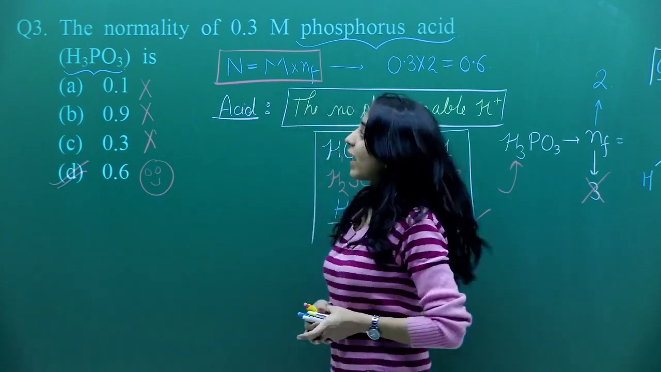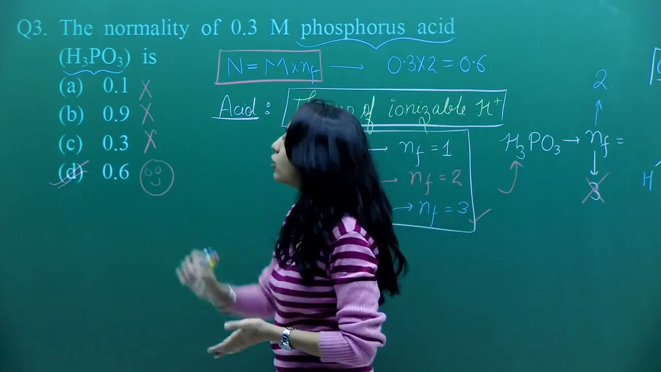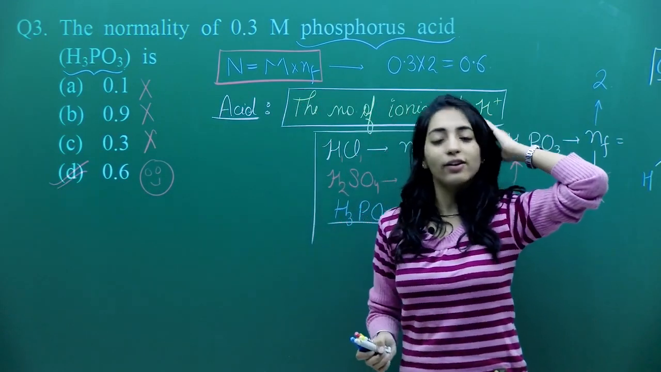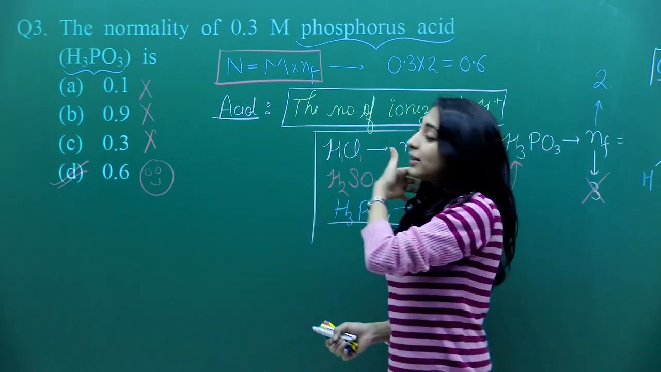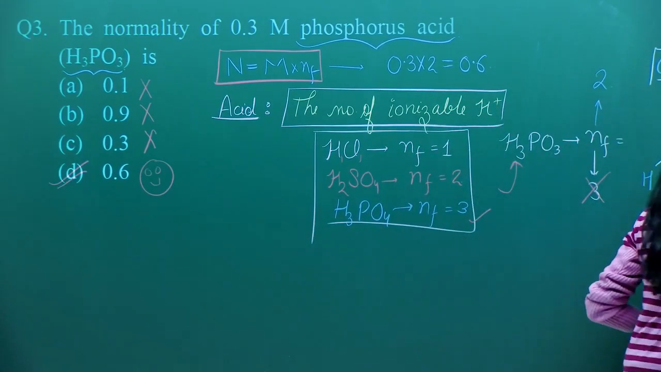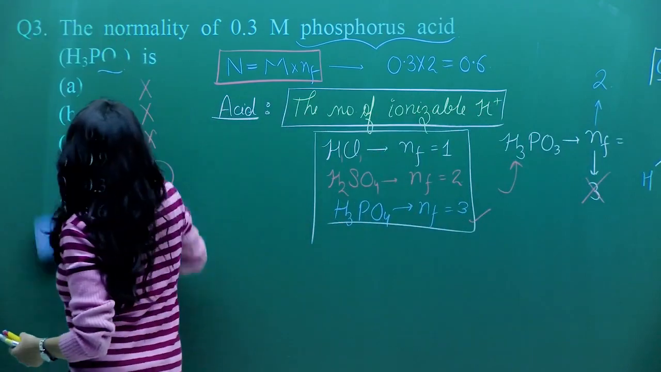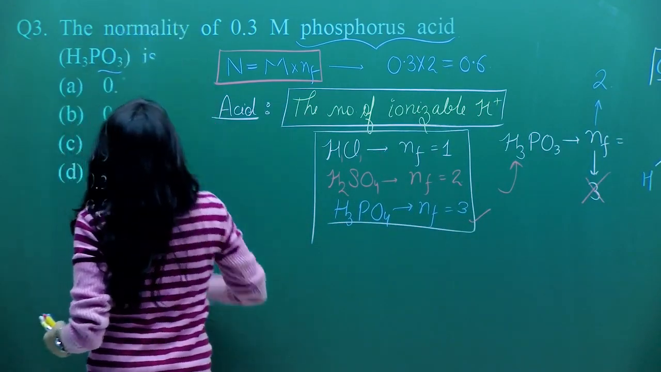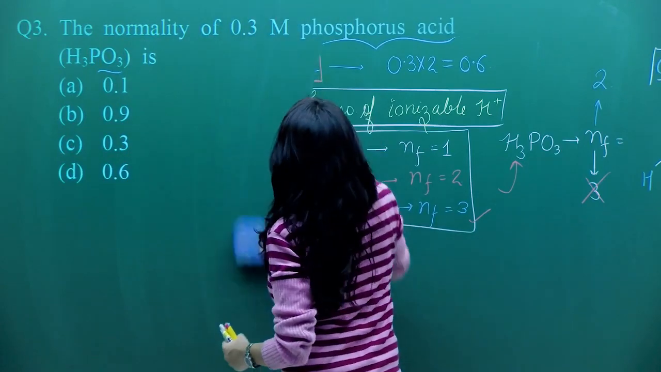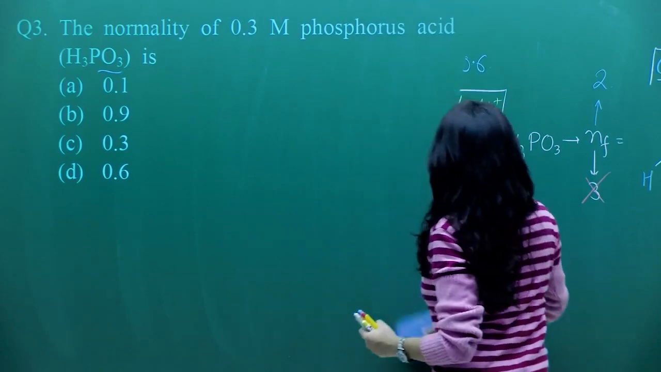So guys, this was how we were to do our question number 3 also, which was regarding the relationship between molarity and normality. So I think we are done with this question as well. Let us directly move on to the next question. By the time, you can make some notes if you want regarding the structure and all.